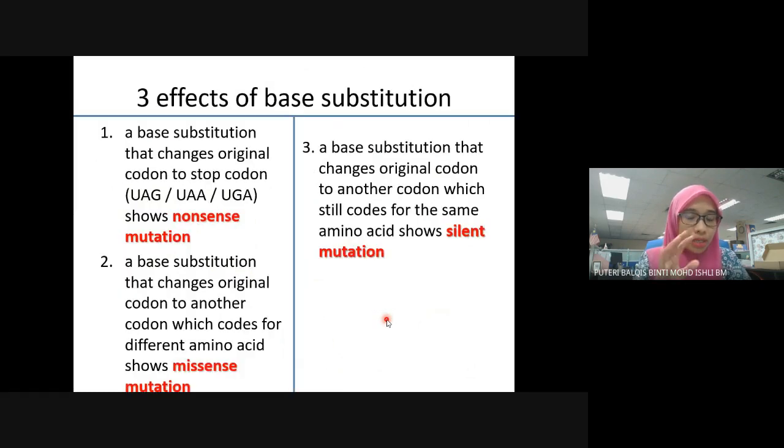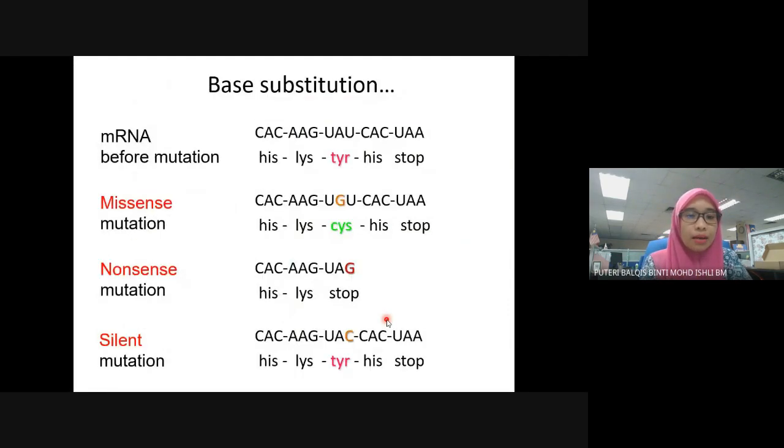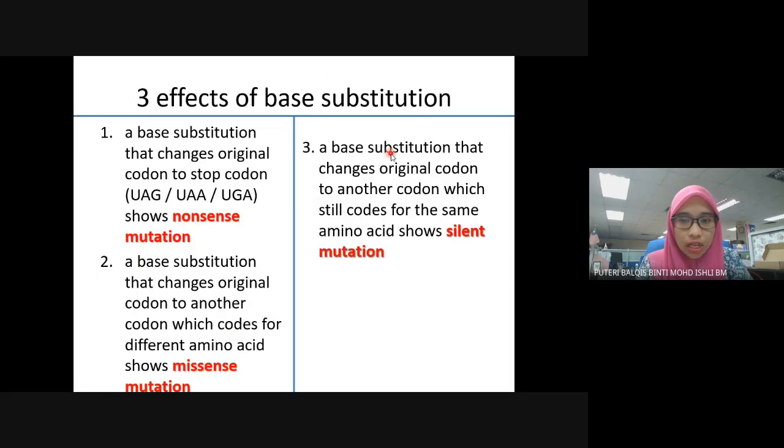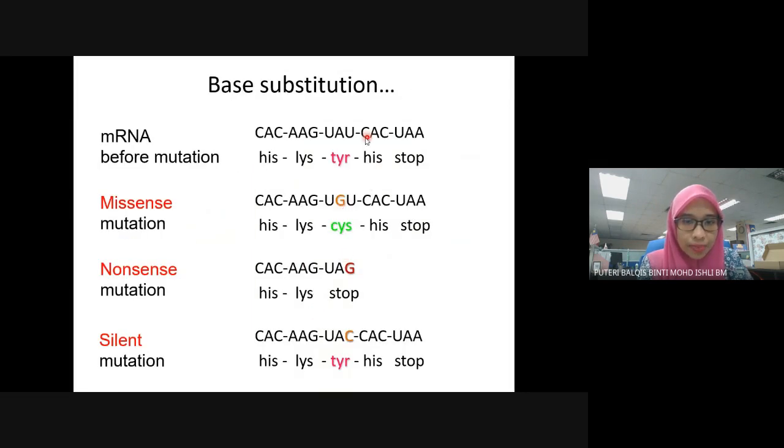So mutation ni, base substitution ni ada 3 effect. Yang pertama adalah silent mutation. Silent mutation apabila original codon change to another codon. Contoh silent adalah yang ni. Ni adalah mRNA before mutation. Kita ada CAC, AAG, UAU, CAC, UAA. So kita punya amino acid histidine, lysine, tyrosine, histidine, stop.